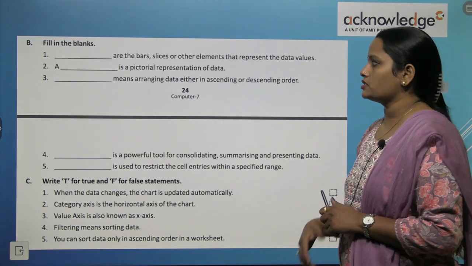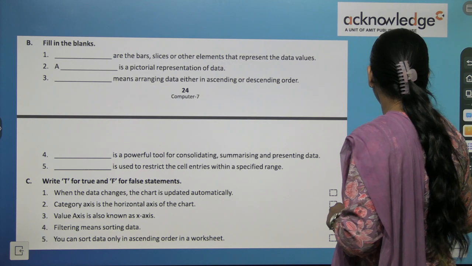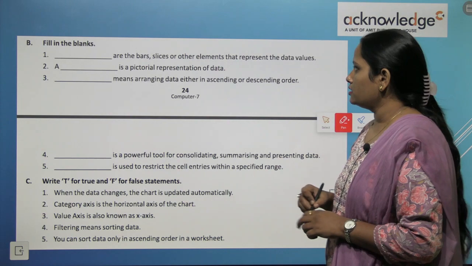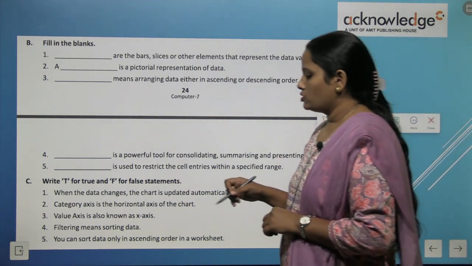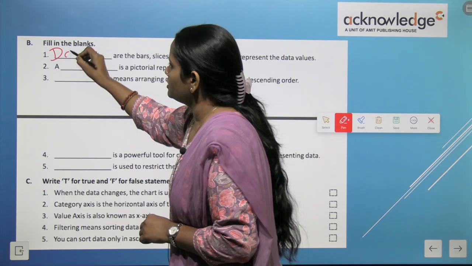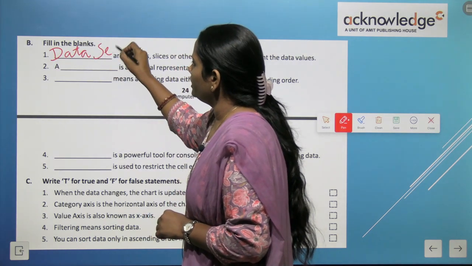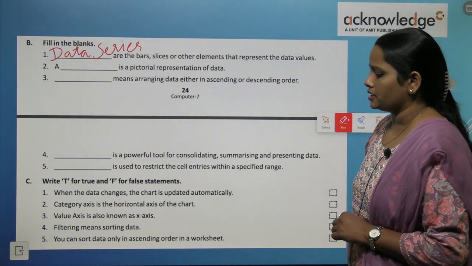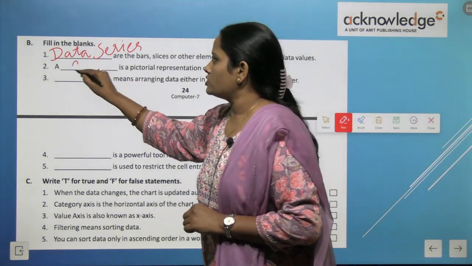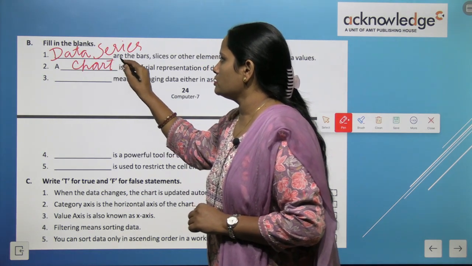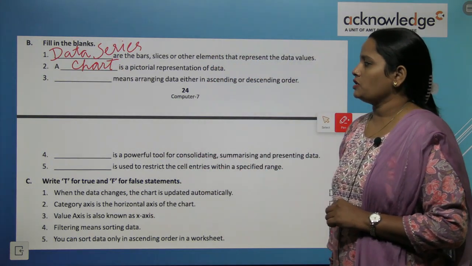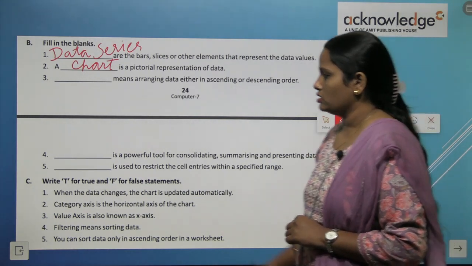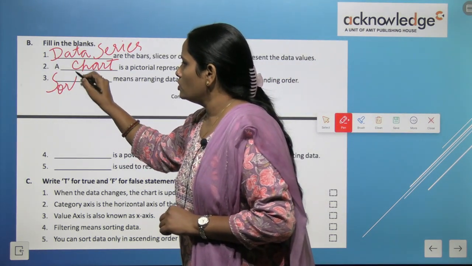Now let's come to the next exercise, that is fill in the blanks. Dash are the bars, slices and other elements that represent the data value. So the correct answer is data series. Write down data series. A dash is a pictorial representation of data. So a chart is a pictorial representation. Next, dash means arranging data either in the ascending or descending order. So it is sorting.